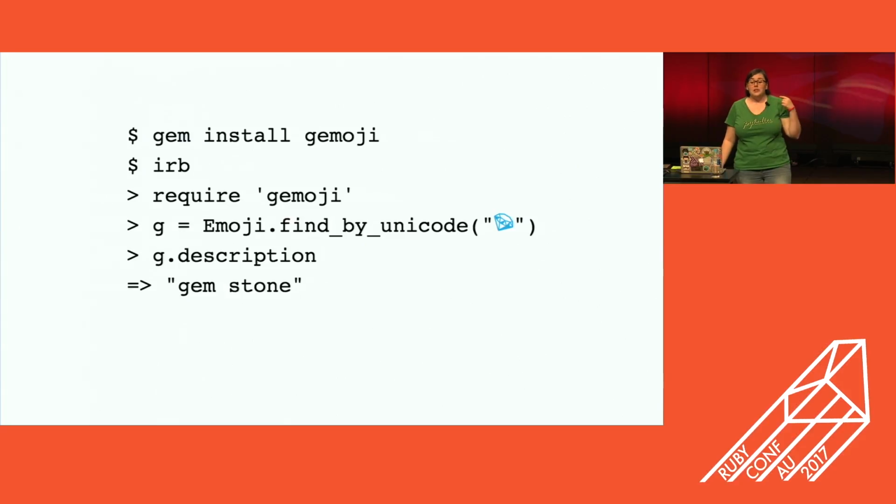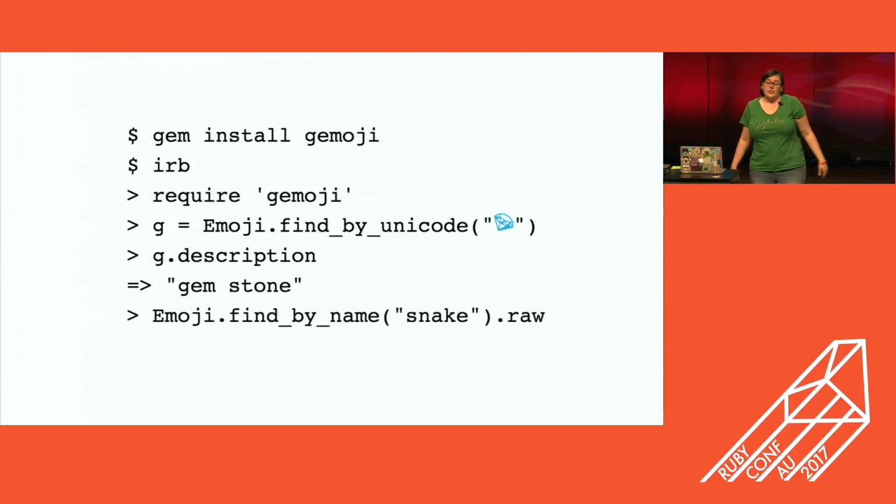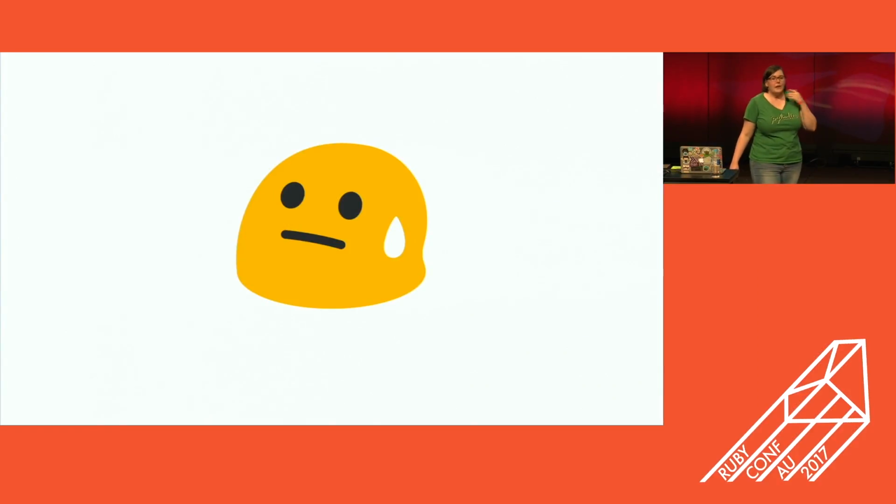Also, if you want to be finding all the actual descriptions for emoji, you can use Gemoji, which is GitHub's emoji gem. And using the find by Unicode, you can find the description of the emoji. So then if I wanted to find what the snake is, then I could just have a snake on the slides. So this is where it gets complicated.